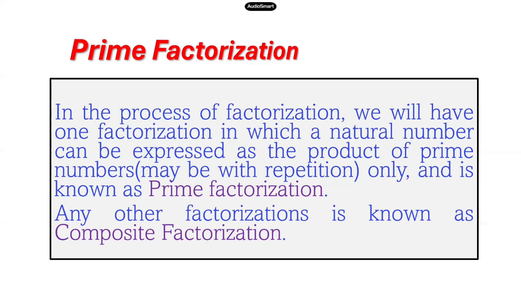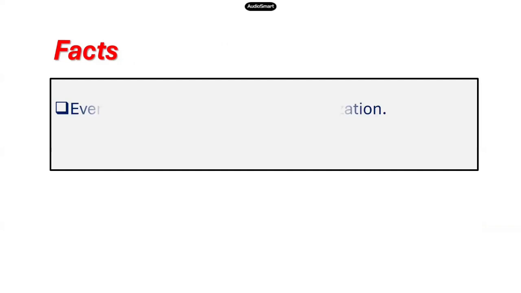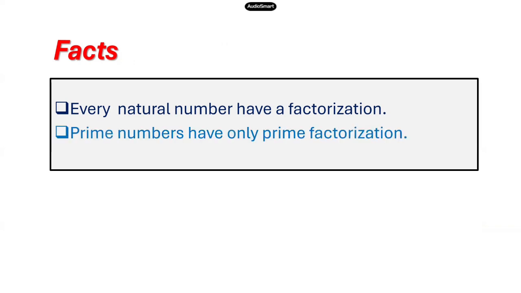Each number always has a prime factorization, and at least one factorization is possible for any number. If the number is prime, then you have only one factorization, and that is the prime factorization. So here are the facts. Every natural number has a factorization. Prime numbers have only the prime factorization.